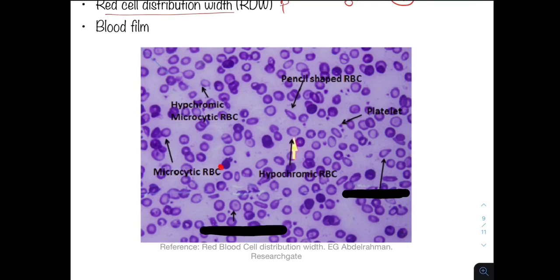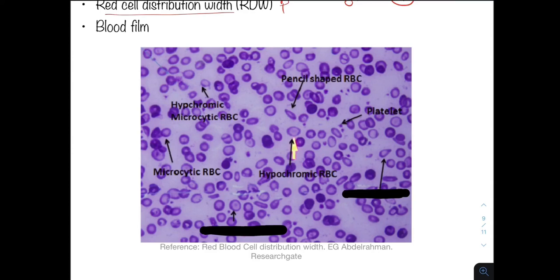So here we have a microcytic red blood cell, so this cell is smaller than, for example, this cell here. We also have hypochromic red blood cells, so paler cells, and we have a mixture of the two, hypochromic microcytic cells, as we can see here. We may also find pencil-shaped cells, for example this one here. From this slide, you can appreciate the variation in sizes and shapes of the red blood cells.